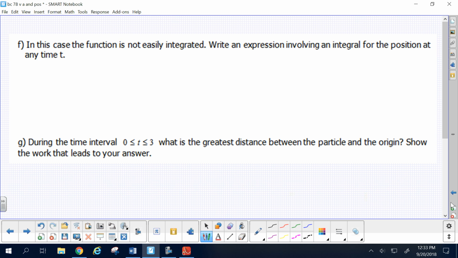Okay? Let's go on. In this case, the function is not easily integrated. That would require some serious series knowledge on your part, which you don't yet have. Write an expression involving an integral for position at any time t. If you give me an expression involving an integral for position, that's it. This one asks about position. Well, I need the initial condition. Does that go into position? Yeah, that definitely affects your position. So you're definitely going to need that now.